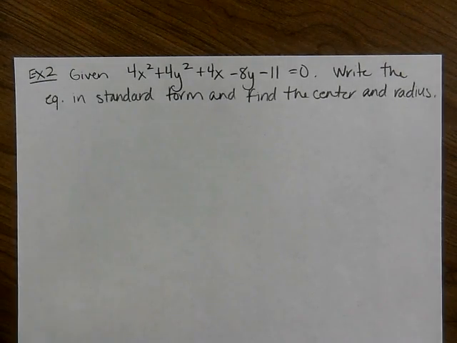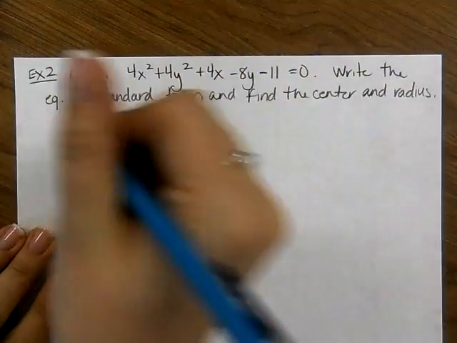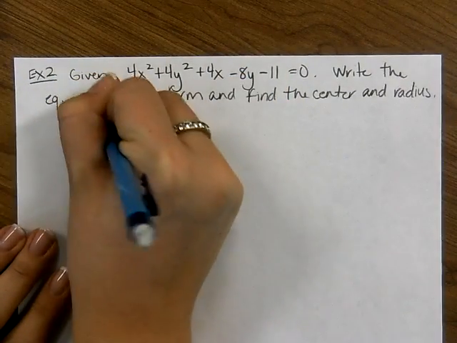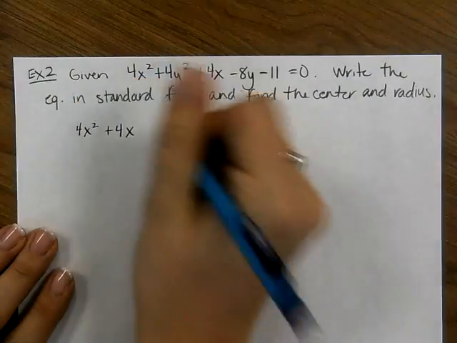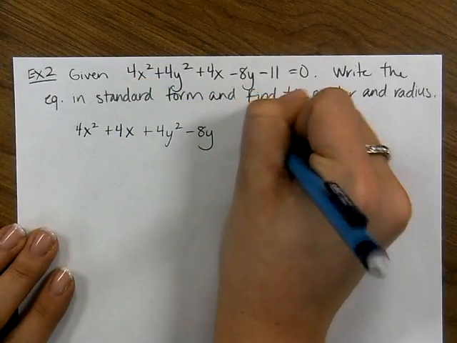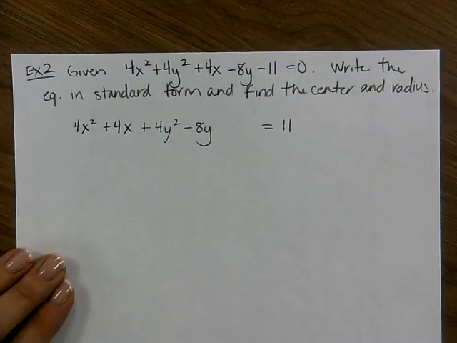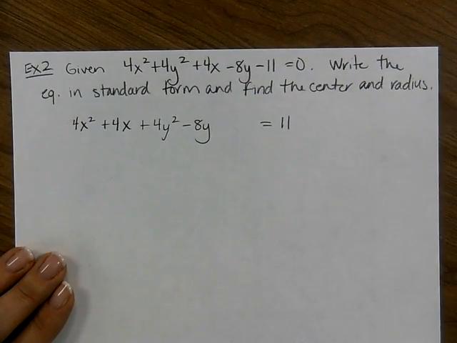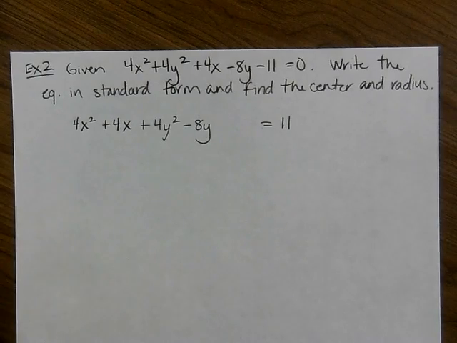So the first thing you're going to do is reorder all your terms. You want your x's together, your y's together, and then we want to move the constant to the right side. So that's what I'm going to do first. I'm going to have 4x squared plus 4x plus 4y squared minus 8y, and then I'm going to move the 11 to the right. Okay, so now the goal is to complete the square.